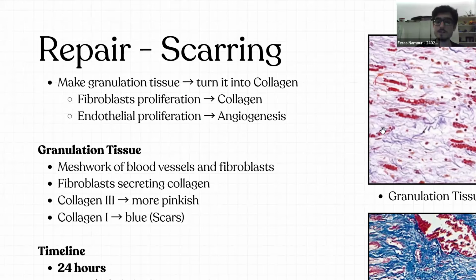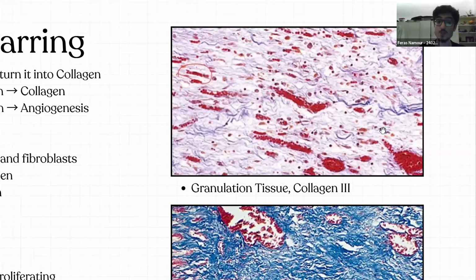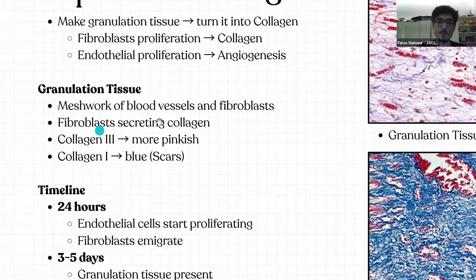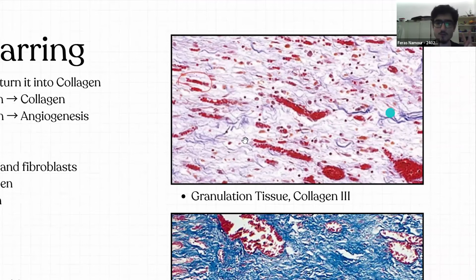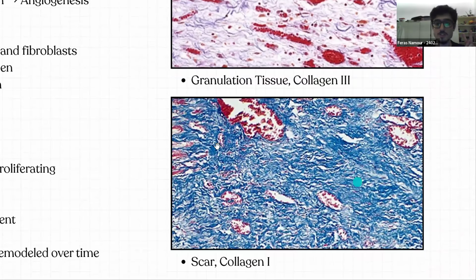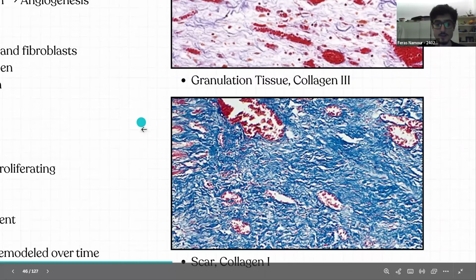Granulation tissue is our body's cement, our tissue's cement, to just heal. It's composed of blood vessels, collagen, and also fibroblasts, which will secrete the collagen. We have two kinds of collagen that will be crucial in the scarring process. We have type 3 collagen, which is more reticular and more pinkish, let's say. And we have type 1 collagen, which stains blue. And this is what we're going to see in the scar, the final stage.